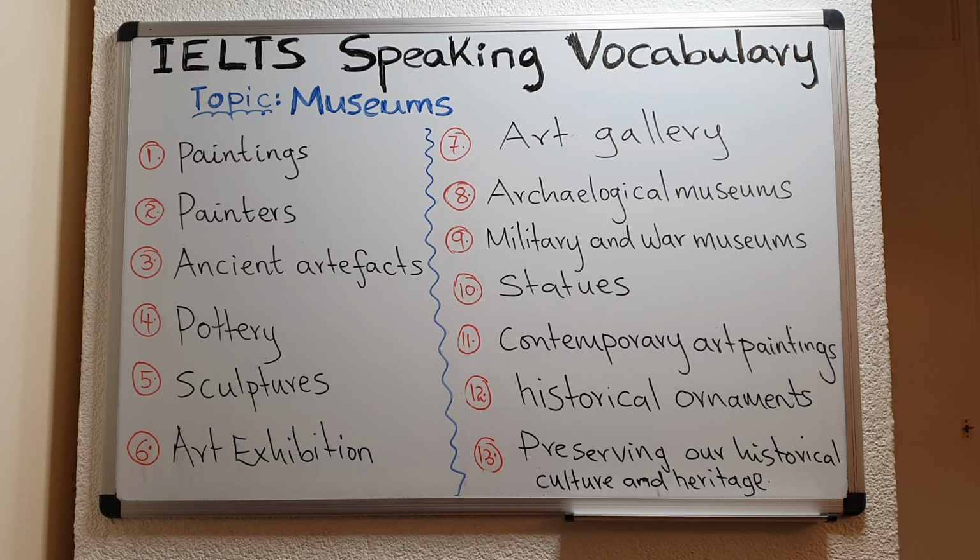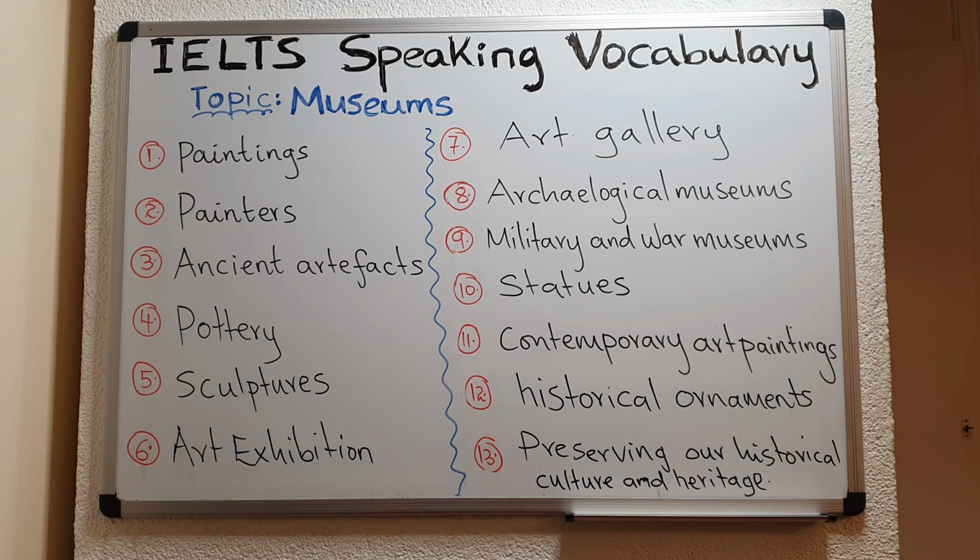Now, let's begin with the first word, and that is paintings. Painting is the action or the skill of using paint either in a picture or as a decoration. And when you go to museums, you will see a lot of different paintings that are hung on the wall. We have different types of paintings, for example, oil paintings and water paintings.